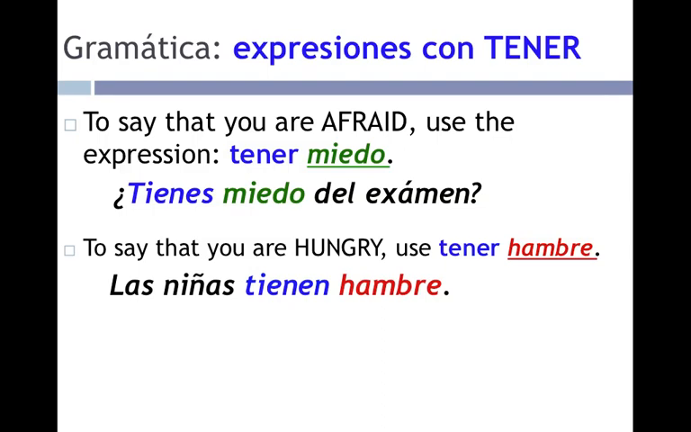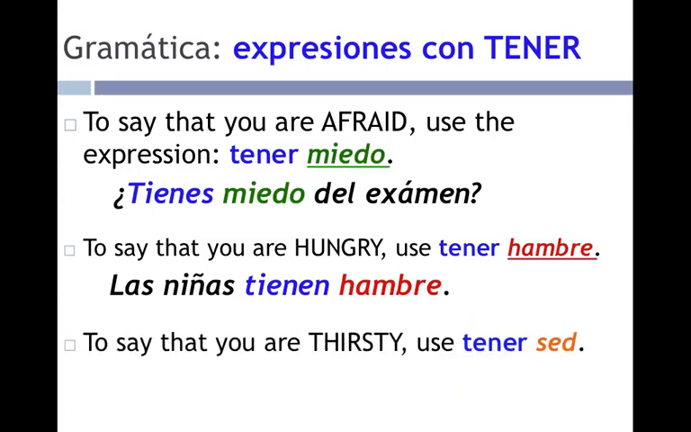Look at the difference a vowel makes. ¿Qué significa en inglés hombre? Exactamente, hombre significa man. So be careful. Las niñas tienen hombres would be the girls have men in their life, right? So you want to make sure that you use your correct pronunciation of vowels.